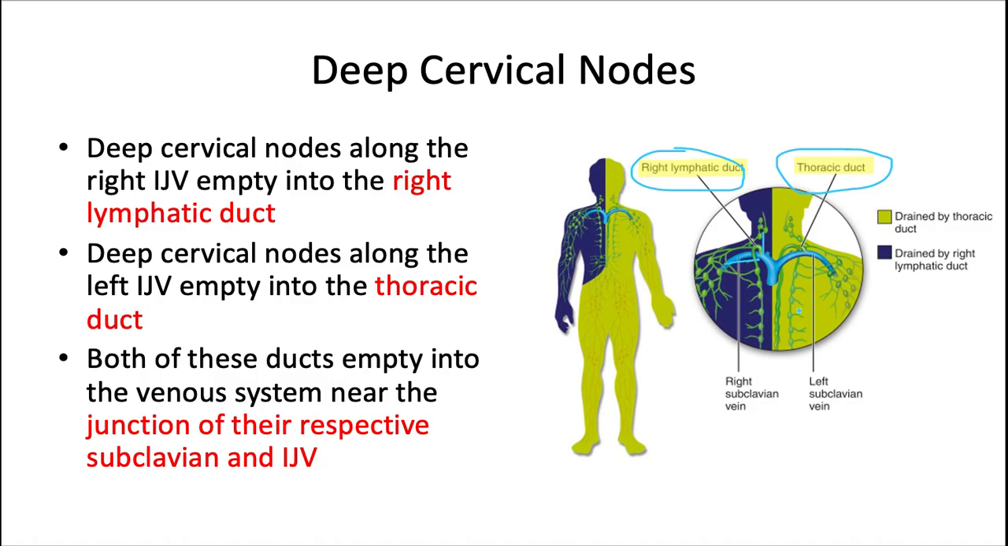veins. Now, one other fun fact is that the right lymphatic duct is only responsible for this upper right quadrant of the body, whereas the thoracic duct takes care of draining the other 3/4 of the body. So it does quite a bit more work.